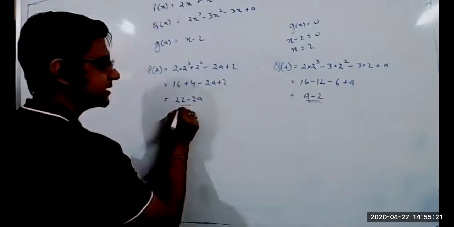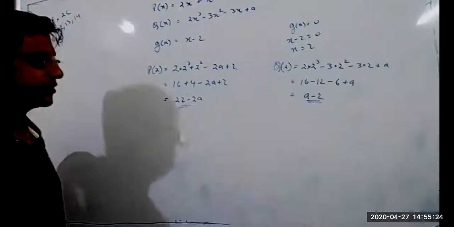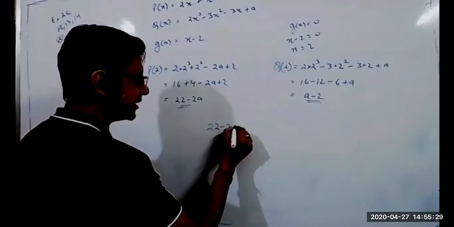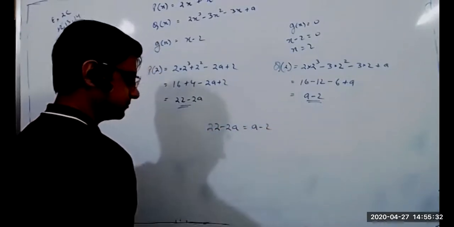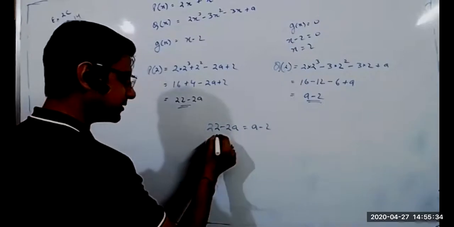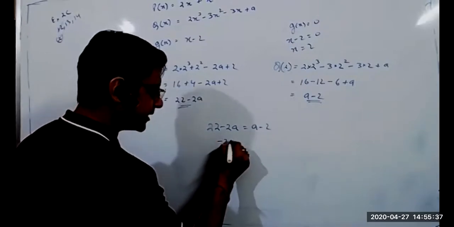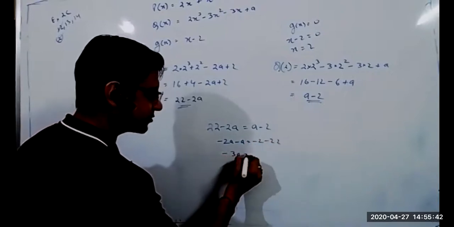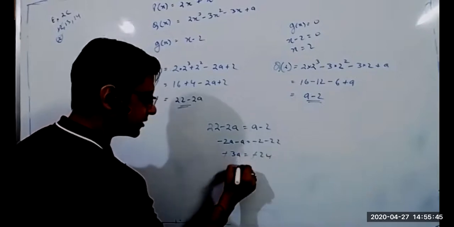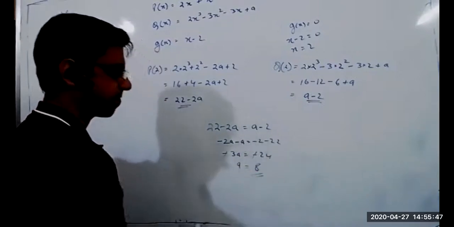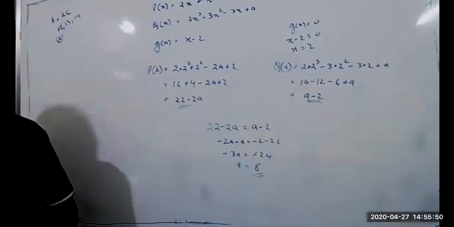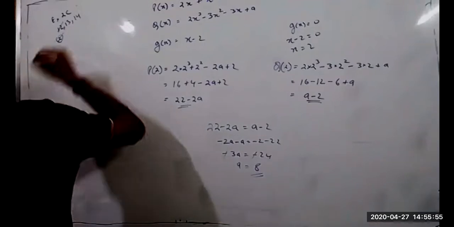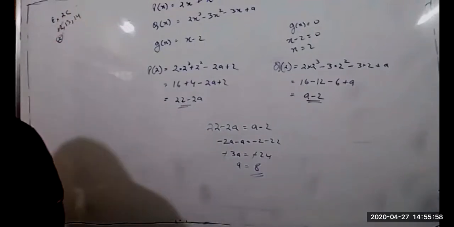So they are telling that both remainders are equal. We got this remainder, both are equal. So we'll put 22 minus 2a equals a minus 2. So this will go here: 2a minus a equals minus 2 minus 22, or minus 3a equals minus 24. So a is equal to 8. Got it? Yes, sir. Okay. Now 13th is done. 14th.